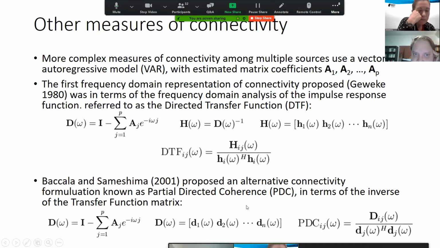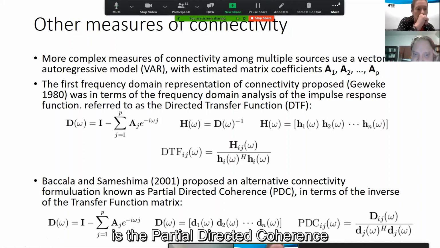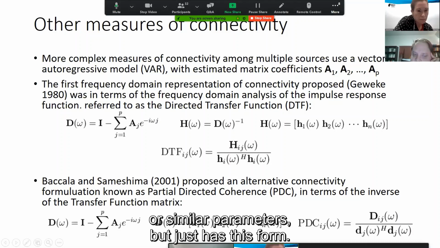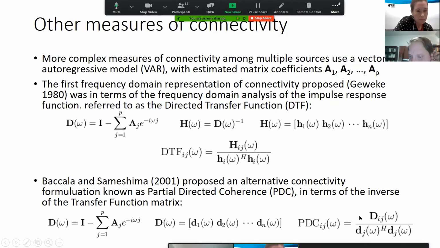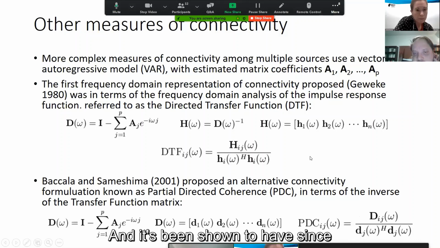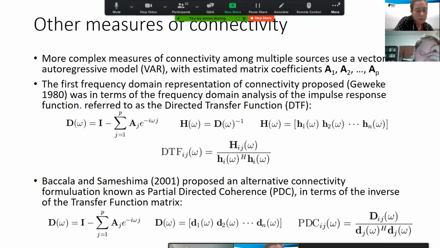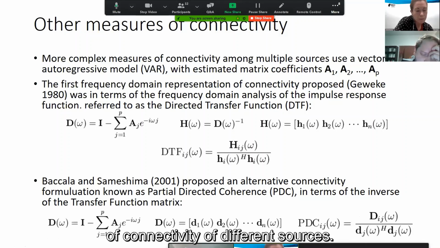Another measure, more recently proposed, is the partial directed coherence, which is defined in terms of similar parameters, but it has this form, and it's been shown to have somewhat more interpretable coefficients of connectivity of different sources.